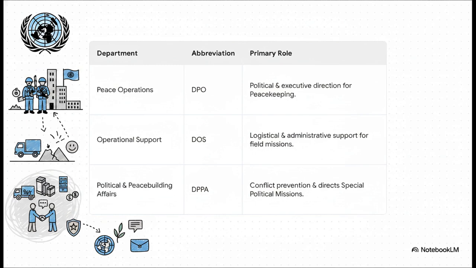First up, you've got the Department of Peace Operations, or DPO. They provide the political and executive direction specifically for those big blue helmet peacekeeping missions. Next, there's the Department of Operational Support, DOS. Think of them as the massive logistics backbone for all UN field missions, handling everything from food and transport to payroll and IT. And finally, you have the Department of Political and Peacebuilding Affairs, or DPPA. They lead efforts in conflict prevention and mediation, and they also direct something called special political missions, which are typically smaller, non-military missions focused on diplomacy and peacebuilding.